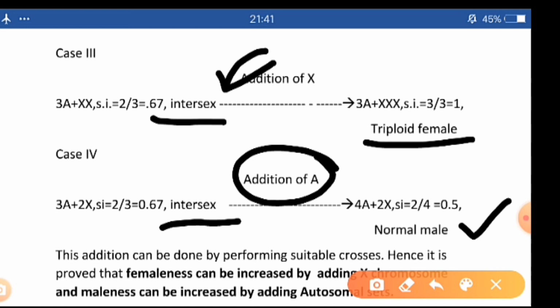Okay, so from these 4 cases, it is clear that the maleness is increased by adding A and femaleness is increased by adding X. That is, the maleness is solely dependent upon the autosomes and femaleness in Drosophila is solely dependent upon the X chromosome. Clear?